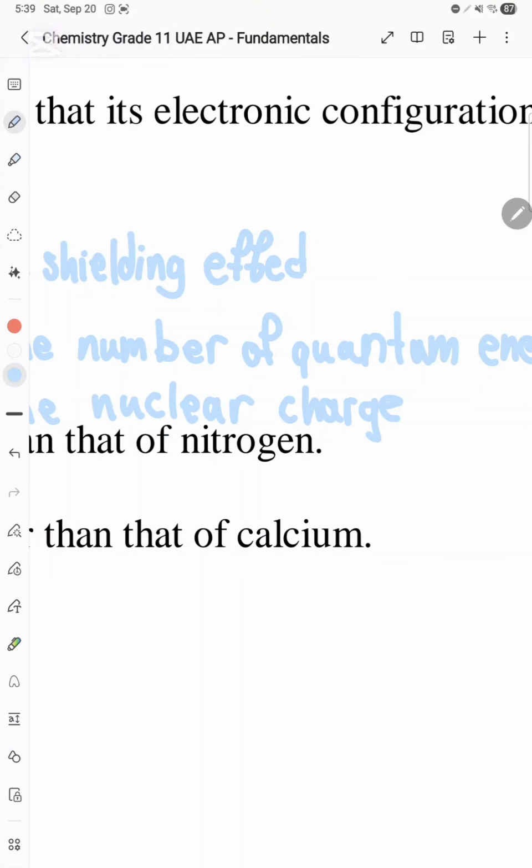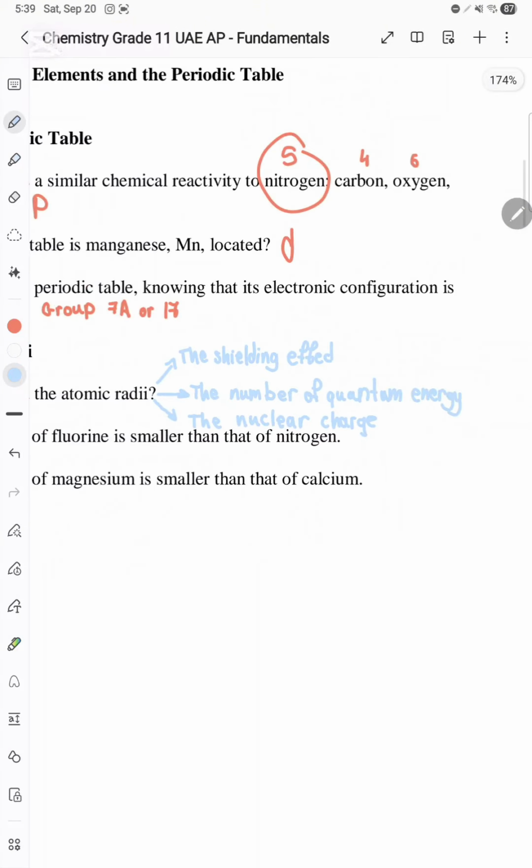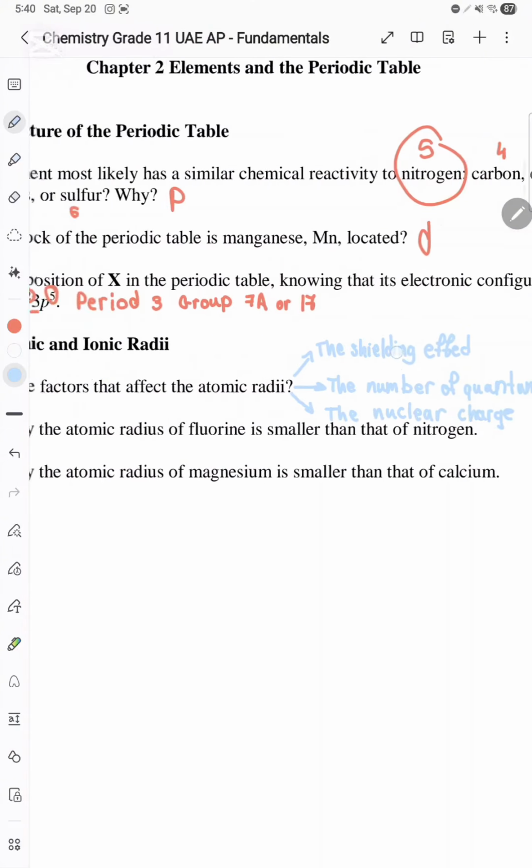So let's say you had element number 14, silicon. Silicon has 14 protons, so its nuclear charge is plus 14 because neutrons in the nucleus do not have a charge. So the protons are the only thing in the nucleus that are charged. So the nuclear charge is the charge of the nucleus, which is also equal to the number of protons.